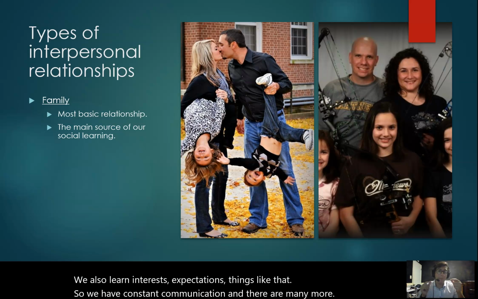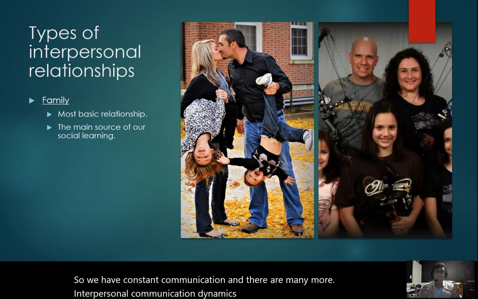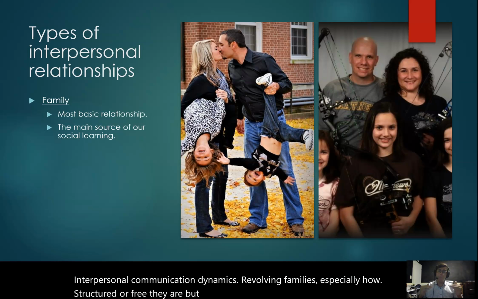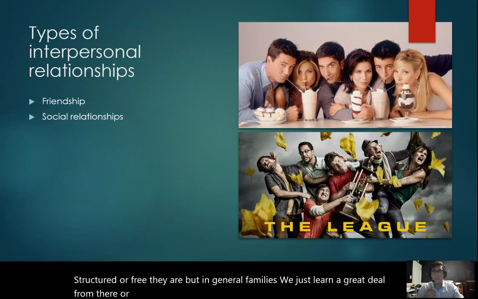So we have constant communication, and there are many more interpersonal communication dynamics revolving around families, especially how structured or free they are. But in general, with families we just learn a great deal. They are our main source of social learning. Next, we have friendships and social relationships.